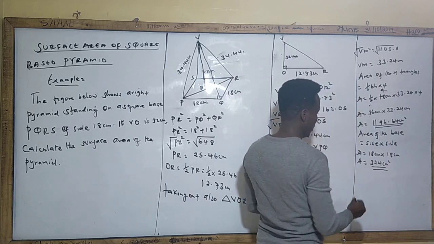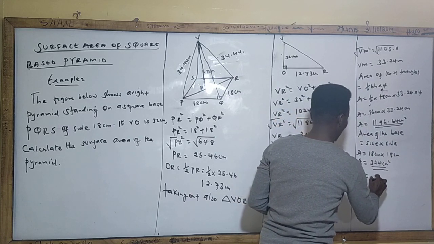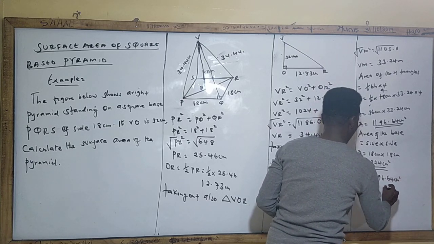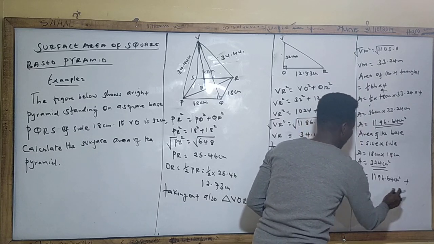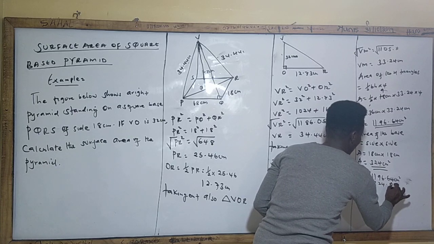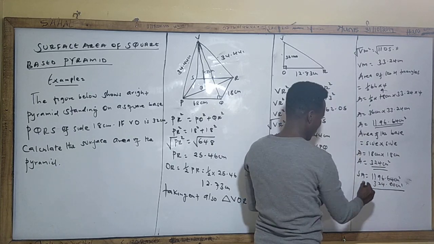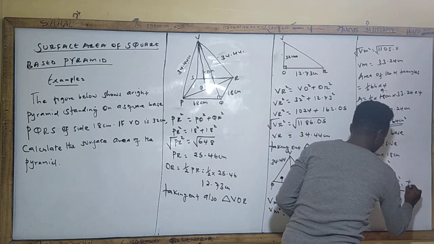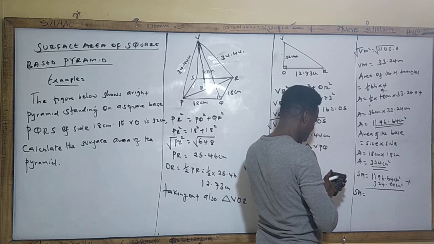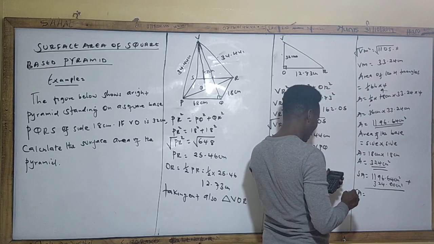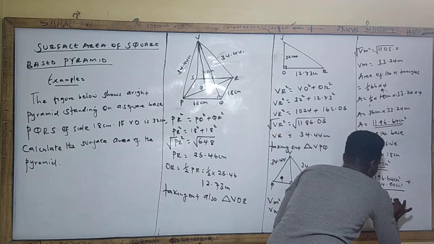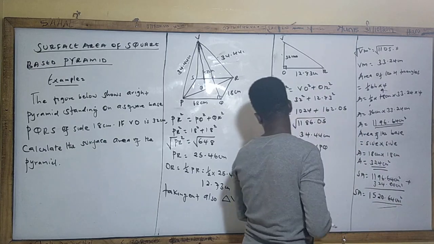Okay, that's the area of the base. So surface area SA is equal to 1196.64 centimeter squared plus, add this one, plus 324.00 centimeter squared. Okay, we add it, remember, we add it. So SA of the pyramid will be plus 324, that is 1520.64 centimeter squared.